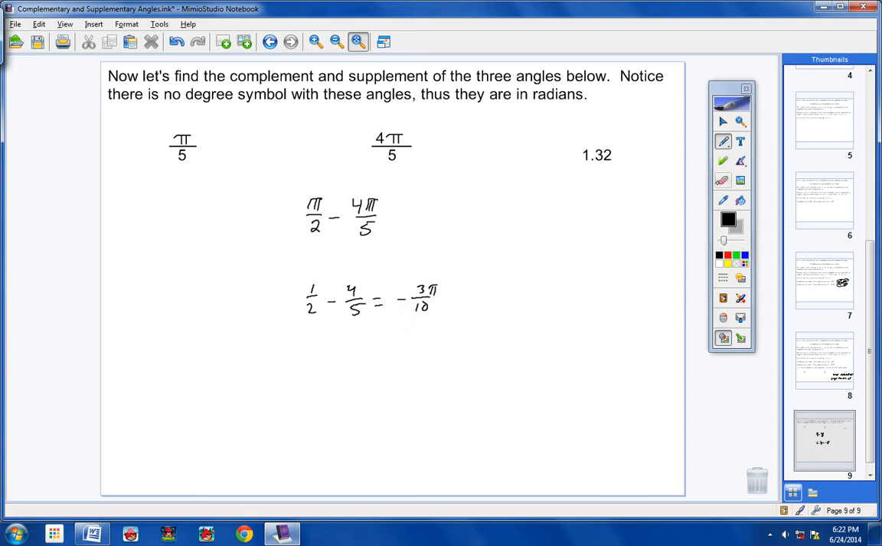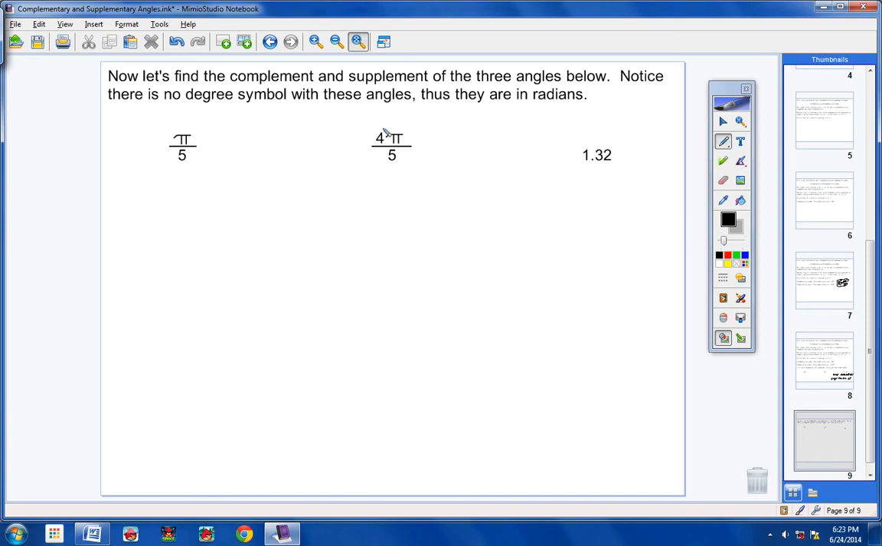But if you don't like to use your calculator, if you want to do it the long way, that's totally fine. A common denominator for 2 and 5 would be 10. We'll put a 10 there, we'll put a 10 there. 2 goes into 10 5 times, pi is 5 pi. 5 goes into 10 2 times, 4 pi would be 8 pi. 5 minus 8 would be negative 3 pi over 10. Okay, so the complement does not exist.